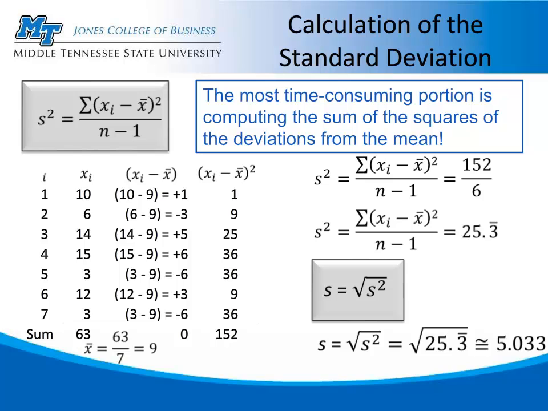Now, if you have a calculator, it doesn't take that long to hit the square root key. With a calculator, it doesn't take that long to divide by n minus 1. The time-consuming part of this process is figuring out the sum of the squares of the deviations from the mean. That quantity I refer to as the variation, and I use the symbol SS to represent it because it's a sum of squares. But that's the part that takes the most time.